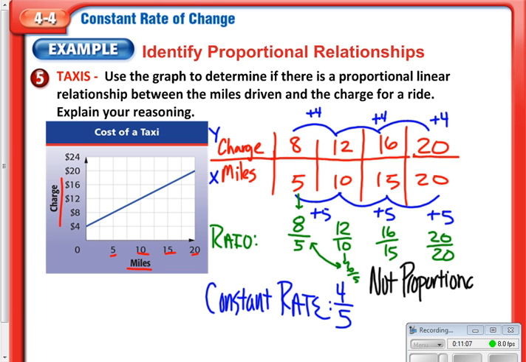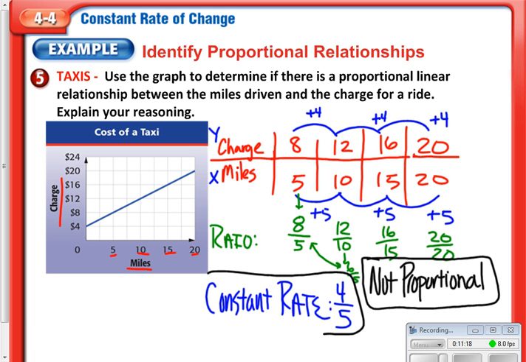Basically what that is telling you is that the charge is not proportional to the miles. It still is linear, still has a constant rate of change. Constant rate of change is just basically telling you that the graph is straight, but it's not proportional because our ratios are not the same.